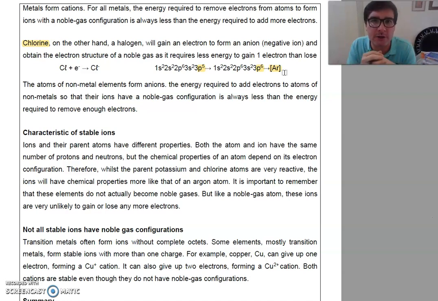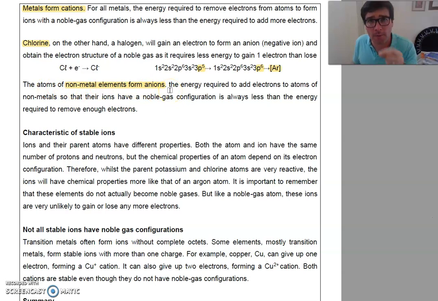But why do they do that? Okay, the reason here is that then they become more stable. So our non-metals will form anions and our metals will form cations. So metals form cations and non-metals form anions.